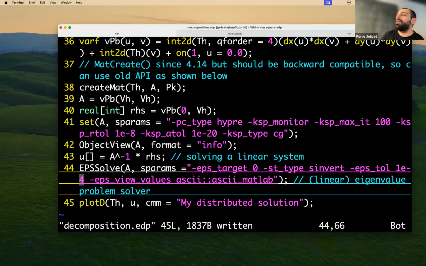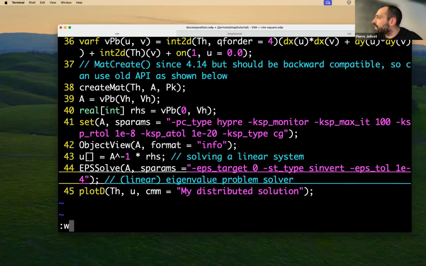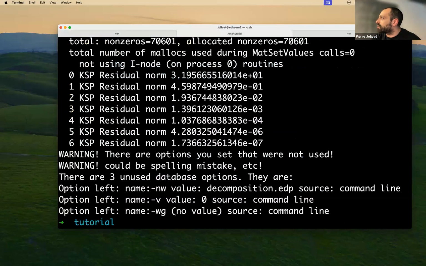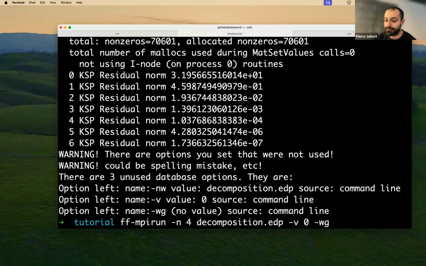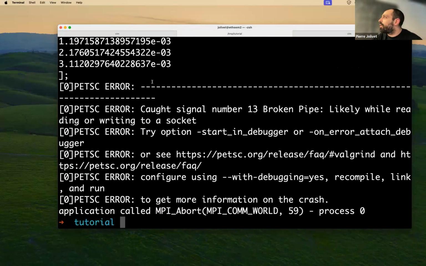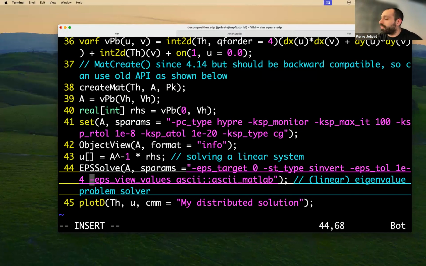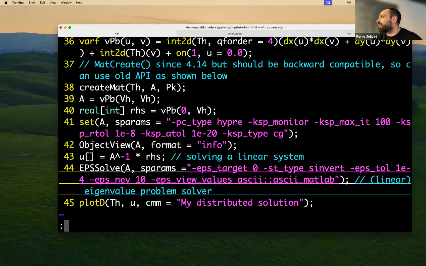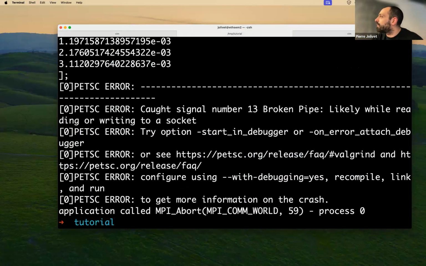Okay, and so at the end, I output the values in MATLAB. I will forget about this part for now. Okay, so this should run. Or actually, let's just print them so that we are sure that we are solving the proper problem. Okay, so these are the smallest eigenvalues. If you want to look for more eigenvectors, you can, for example, use EPS NEV and something like 10 eigenvalues or 10 eigenvectors. Okay.